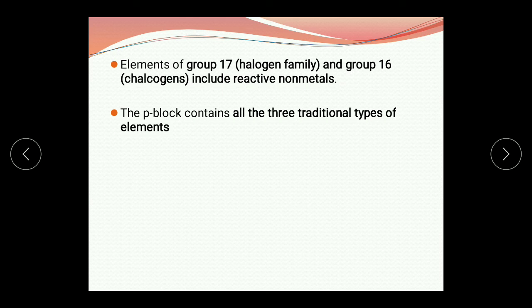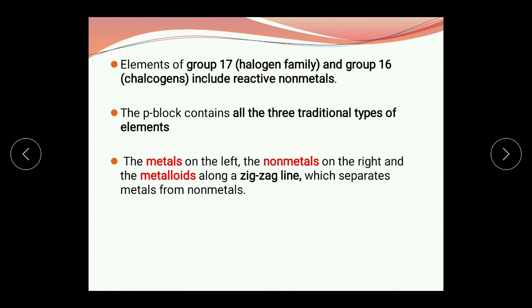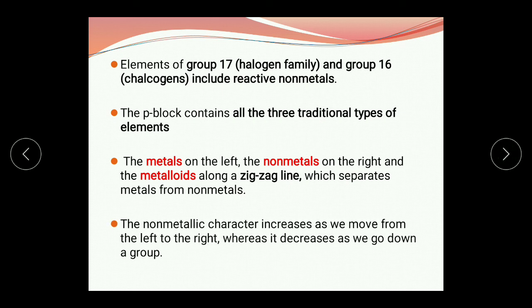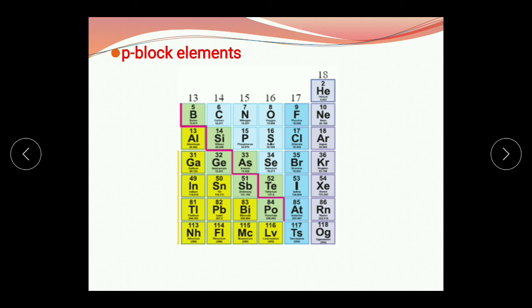The P block particularly contains all the 3 traditional types of elements. Which are those? Metals, non-metals as well as metalloids. The metals in the P block are to the left, non-metals to the right, and metalloids along a zigzag line that separates metals from non-metals. So let us have a look at the P block also. Here it is written that the non-metallic character increases as we move from left to right and it decreases as we go down a group.